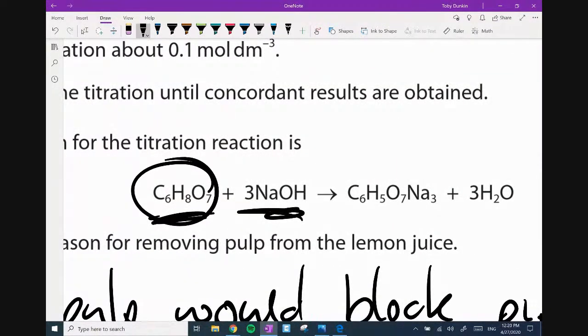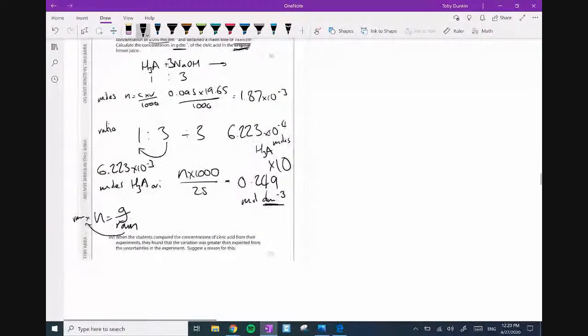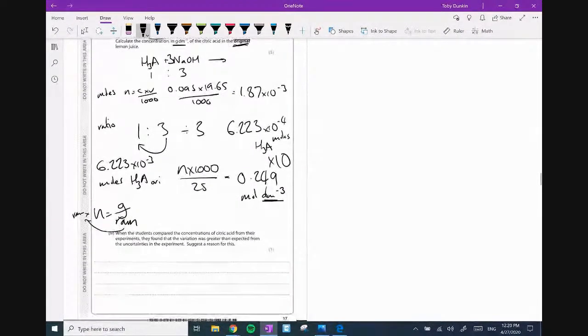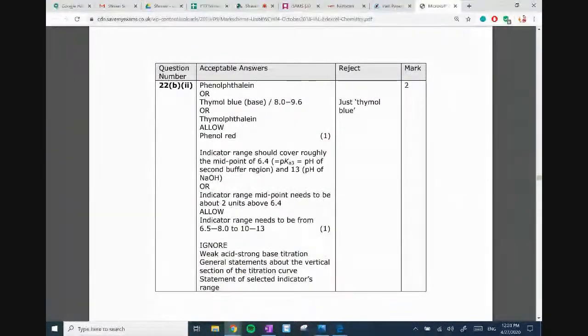So 12 times 6 plus 8 plus 16 times 7, 192 for citric acid. So multiply that by 192.0. Don't forget, you're at A level. Times by 0.249, and I get 47.8 grams per dm cubed, and there's my answer. Let's check it.